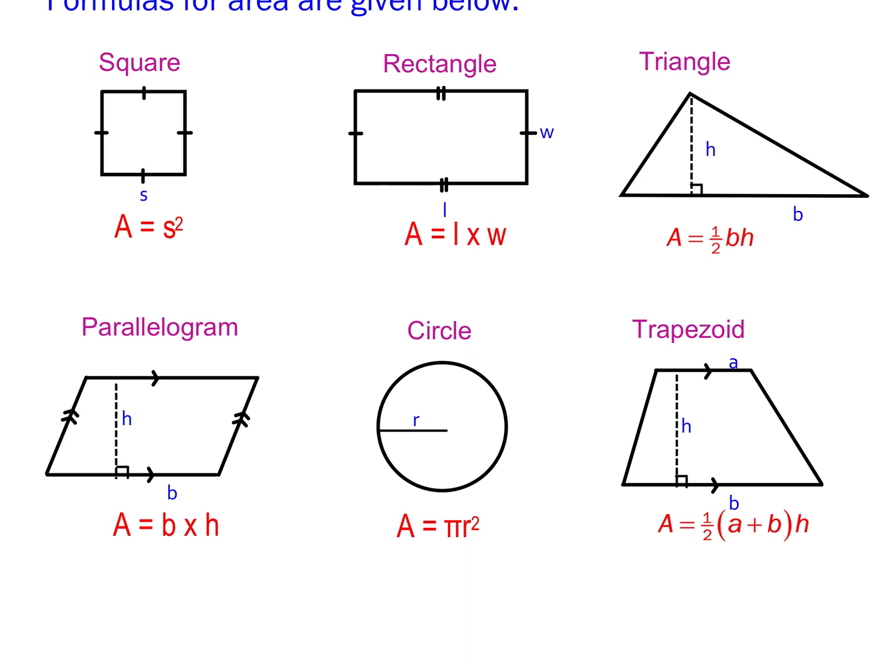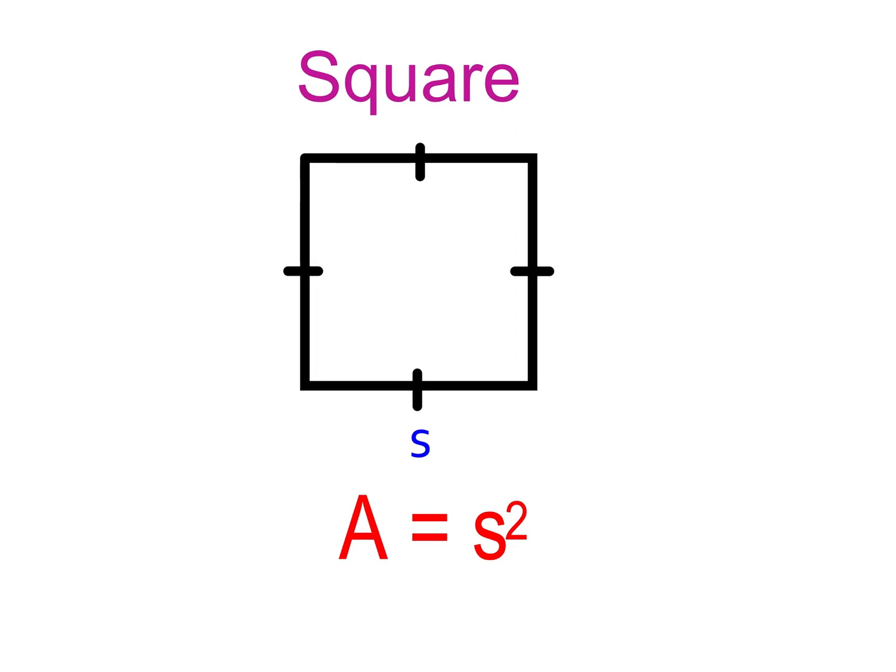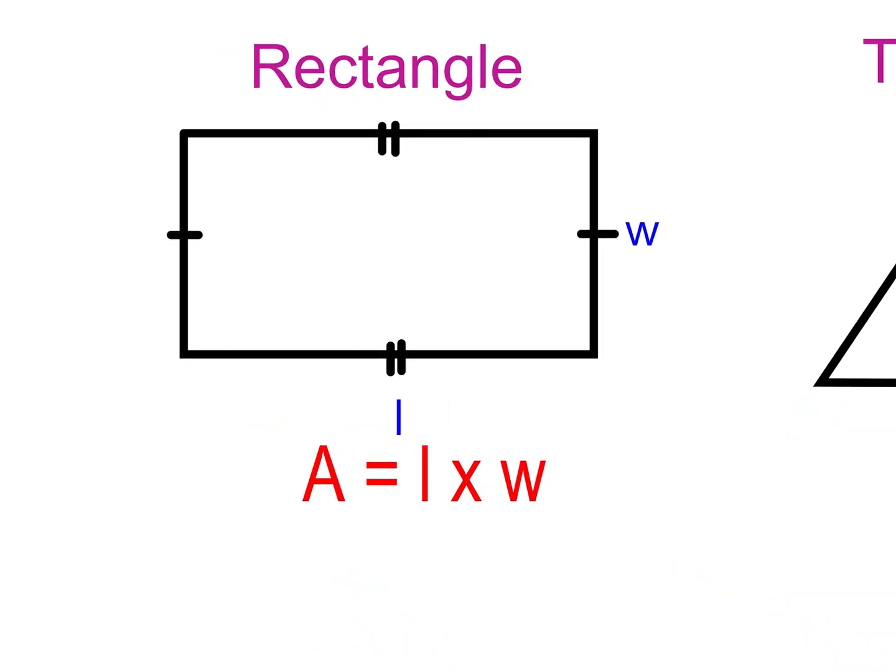So here we go. First up, we have a square. A square is a 4-sided shape with the same side length all the way around, 90-degree angles. The area of a square is s squared. So if the side length is 10, it's 10 squared. 10 squared means 10 times 10, which is 100. Area of a rectangle has 2 pairs of equal sides. It's just length times width.